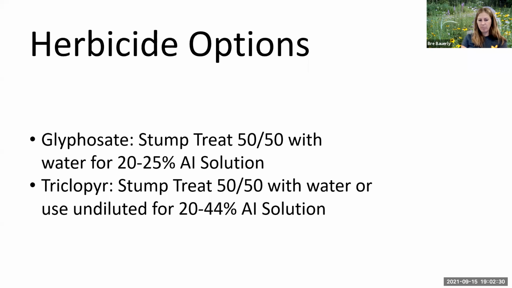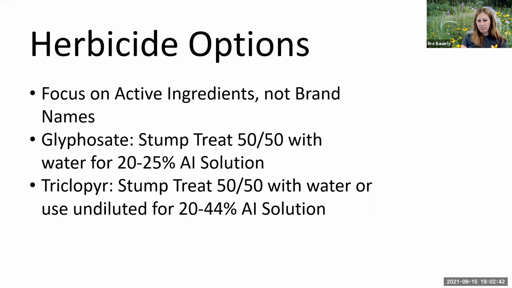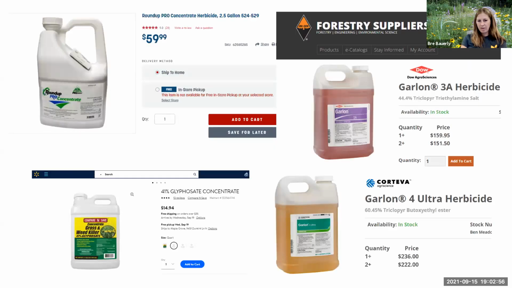The triclopyr, that's a different kind of herbicide. You're looking for a wider range of solution there, a 20 to 44% active ingredient solution, somewhere in there. And I talk about these based off their active ingredient name, glyphosate and triclopyr, because you don't need to buy them by their brand name, but you're looking for one of these two active ingredients for stump treatments. They come in a lot of different brand names, but what you need to keep an eye on is what the active ingredient concentration is. So like this bottom one here, which is sold on a Walmart website, it's just called concentrate grass and weed killer.